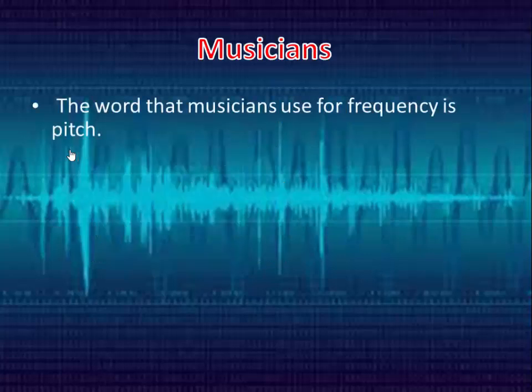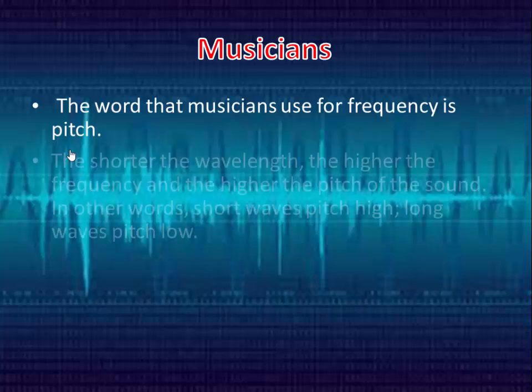Okay, the word that musicians use for frequency is pitch, right? I have a guitar with me. On a guitar you have 6 strings. Can you hear these sounds? This is the first string, E, B, G, D, A, and again E. So the difference is, this is E, the pitch is high, and this is also E, the pitch is low, right? So I combine both the strings, top E as well as bass E, right?